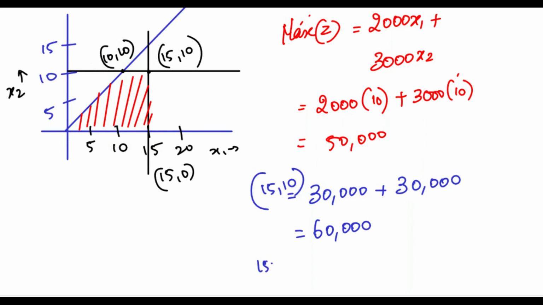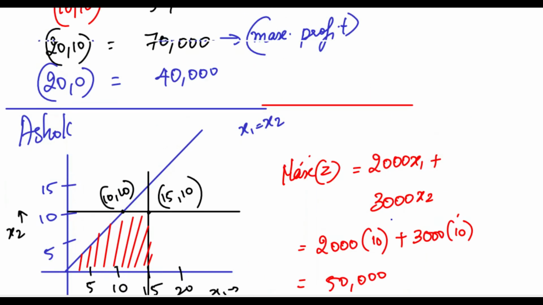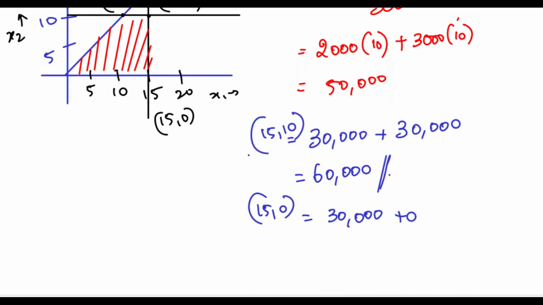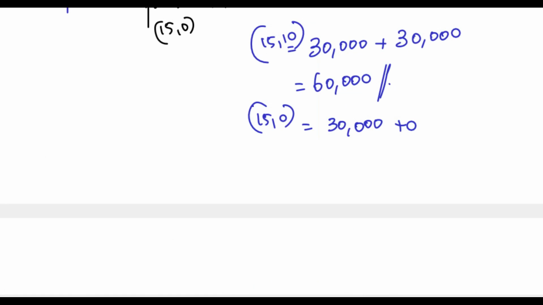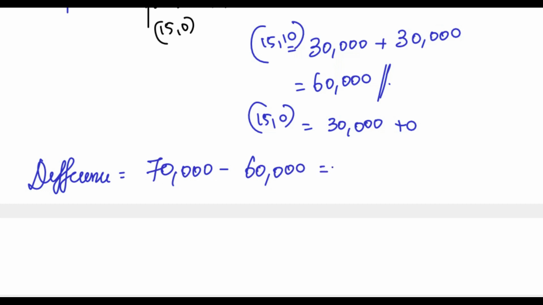So the maximum profit for Ashok is going to be 60,000 and the maximum profit for Shweta is going to be 70,000. Now let us calculate the difference. 70,000 minus 60,000 is going to be 10,000, which should be the answer.